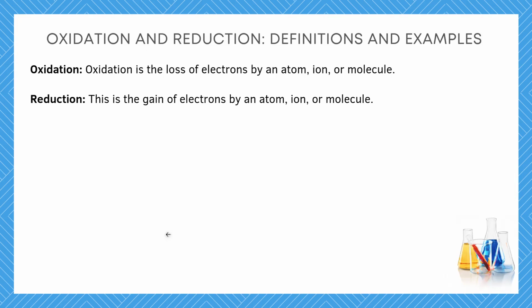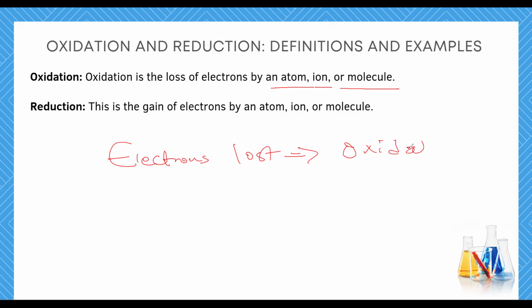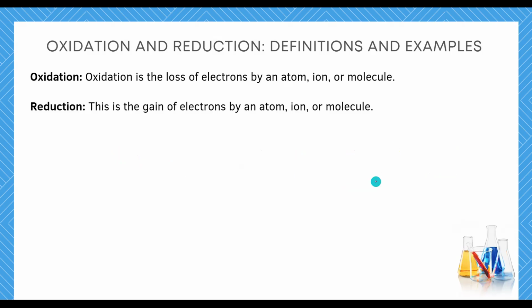So let's define it this way. Oxidation is the loss of electrons by an atom, an ion, or a molecule. So when electrons are lost, we say oxidation has occurred. And when electrons are gained, we say reduction has occurred. So now that we have defined both processes and what they entail, let's move into the next thing that we have on today's lesson.